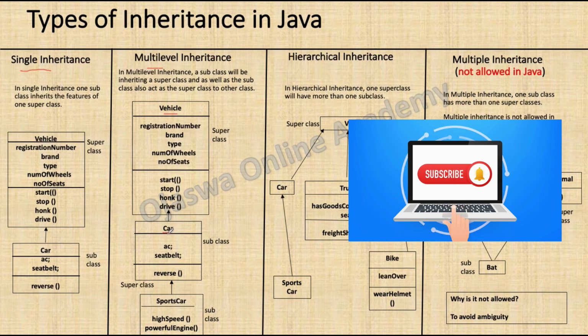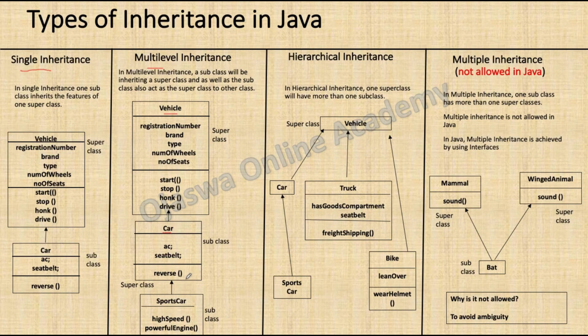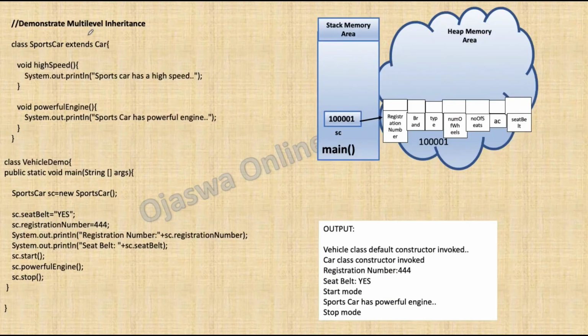Also, car is a superclass for class sports car. So this is multi-level hierarchy. We have already seen the implementation of car extends vehicle. In this video, we will see implementation of sports car extends car. So write a program to demonstrate multi-level inheritance.